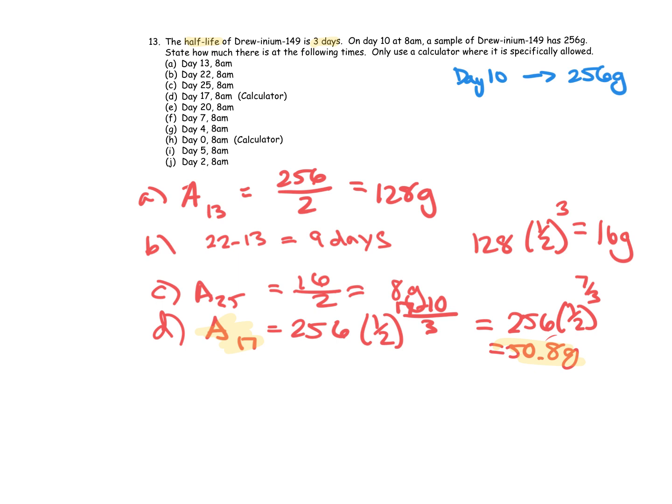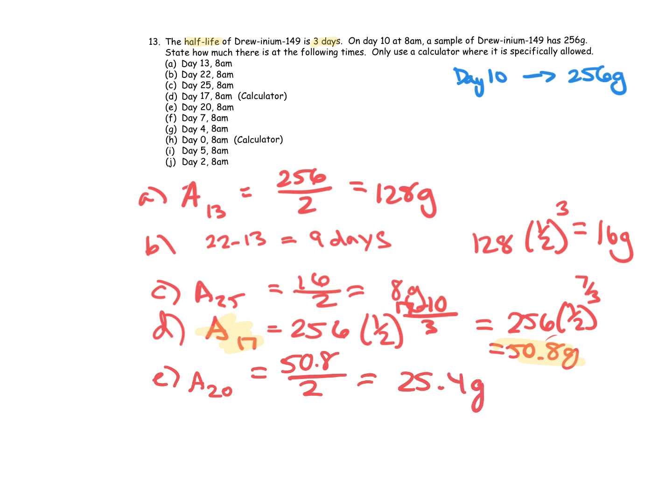So part E is asking how much is left at day 20. Well, notice I just found day 17, and the difference between those is 3 days, which is the half-life. So I'm just going to do 50.8 and divide it by 2, because it's one half-life period since then, so 25.4 grams. All right, let's see what F brings.